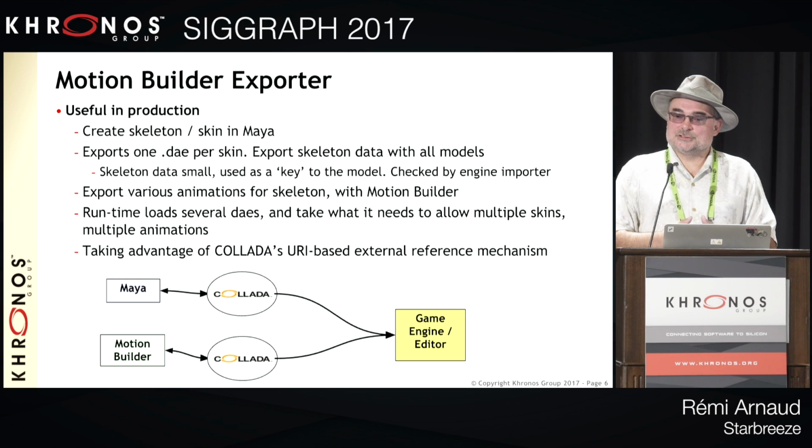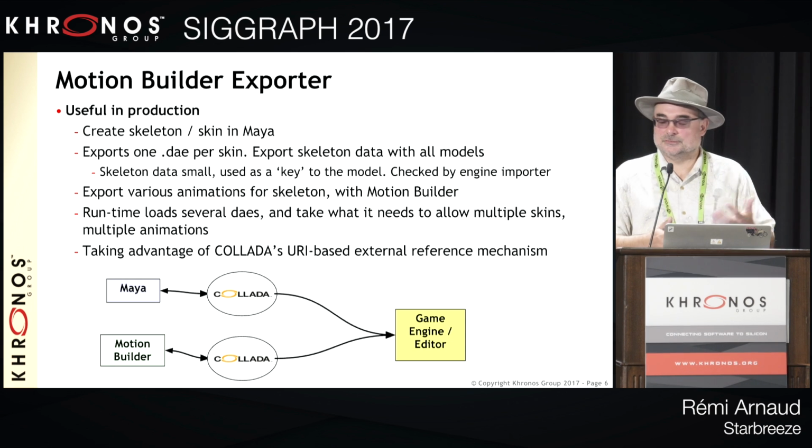The MotionBuilder exporter I just mentioned that we revived is pretty interesting. It's one of the things that's the basis of why COLLADA is interesting. So imagine you're using two different tools: Maya and MotionBuilder, and of course you're going to use that in production. In Maya, you make your skeletons and your skins and you export. But now you need to animate that. With COLLADA, it's interesting: you can use multiple skins for one skeleton, and you can have multiple animations for the skin and so forth.